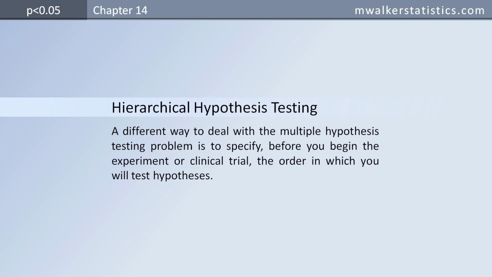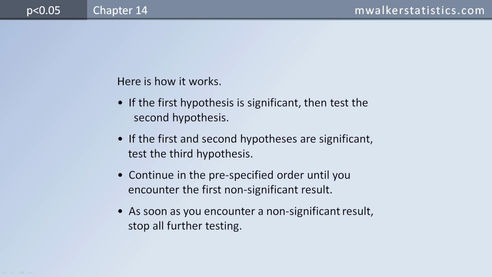Hierarchical hypothesis testing. A different way to deal with the multiple hypothesis testing problem is to specify, before you begin the experiment or clinical trial, the order in which you will test hypotheses. Here is how it works. If the first hypothesis is significant, then test the second hypothesis. If the first and second hypotheses are significant, test the third hypothesis. Continue in the pre-specified order until you encounter the first non-significant result. As soon as you encounter a non-significant result, stop all further testing.